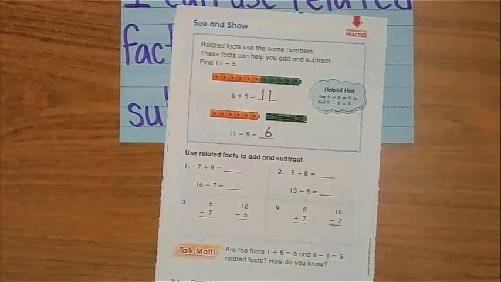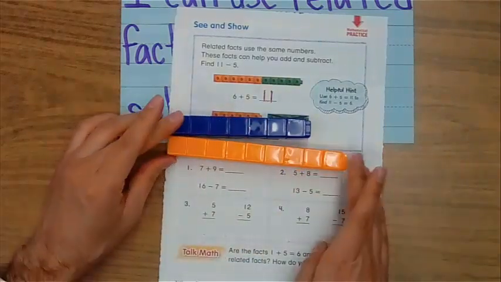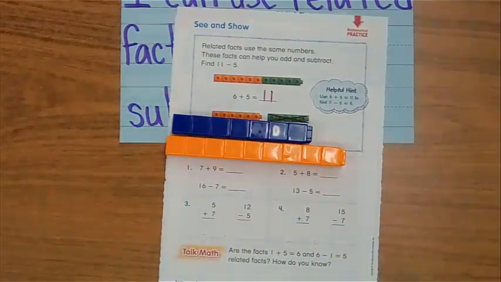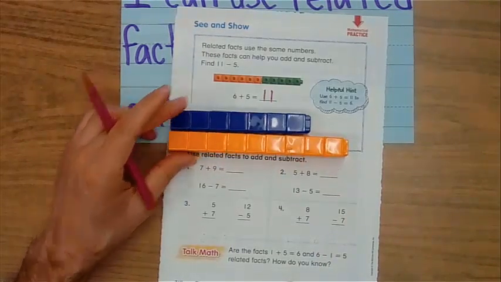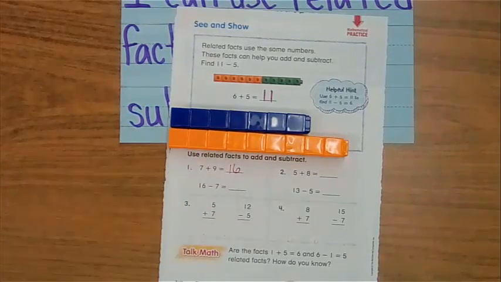Okay, so let's move on and let's do some of these, and we can use our blocks to help us find some of these answers. All right, so it says 7 plus 9. So what's 7 plus 9? Well, let's see, if I have 7 plus 9, how many blocks do I have? If I count them all, I would have 16 blocks.